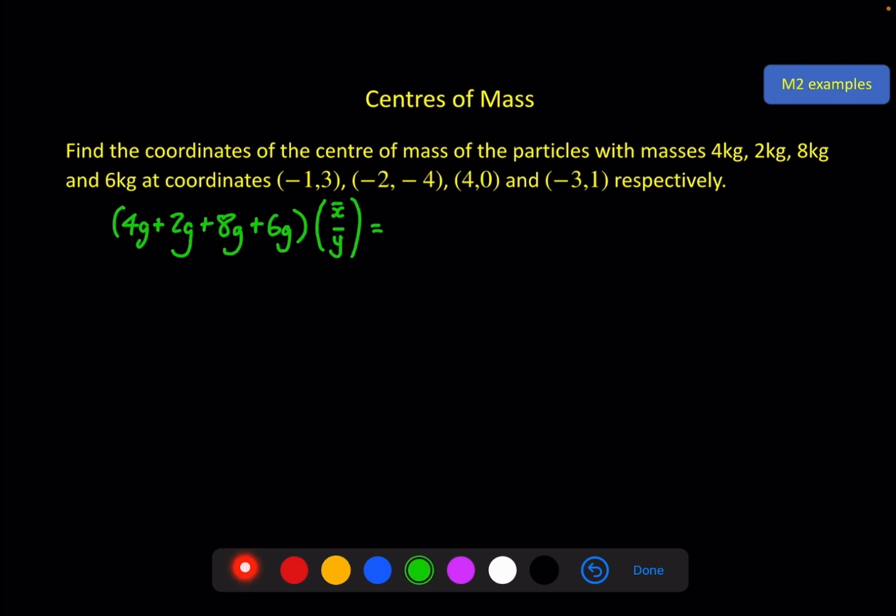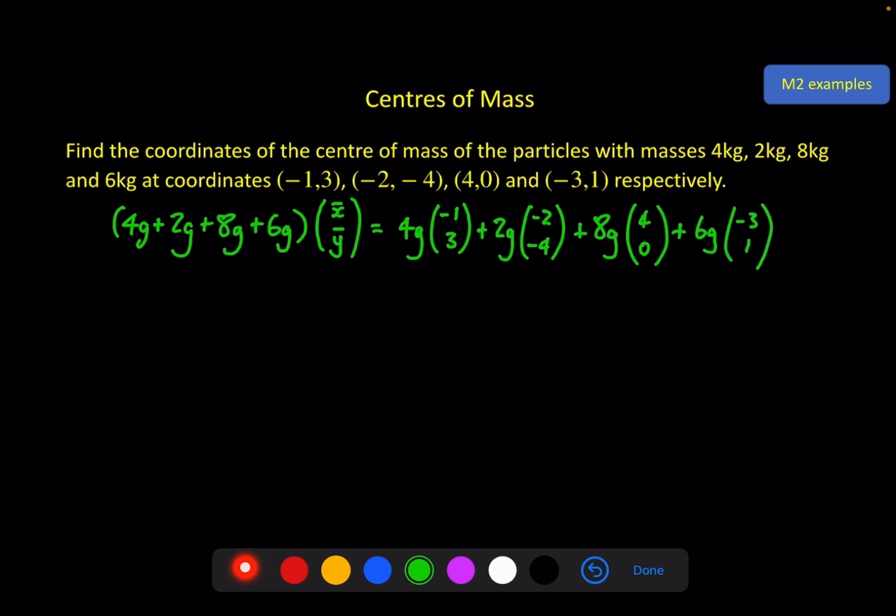So the 4 kilogram mass, which is a 4g weight, has to be multiplied by -1 for the x coordinate and 3 on its y coordinate, plus the 2g weight, the 2 kilogram mass, times -2, -4, plus 8g, the 8 kilogram mass, times 4, 0, plus the 6g weight, multiplied by -3, 1. On the left, this gives us a nice round 20g.